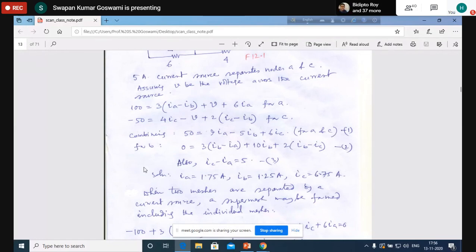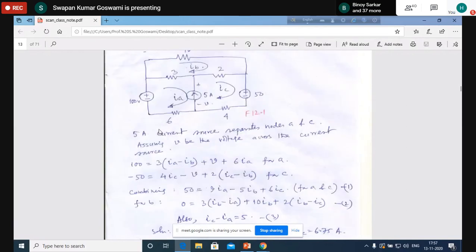In a super mesh, we basically include more than one mesh to write the KVL equation. That means when more than one mesh is included in a single mesh, that larger mesh is called the super mesh. When more than two nodes are combined together as a single node, then those nodes together are called the super node. Is it clear? Yes, sir.